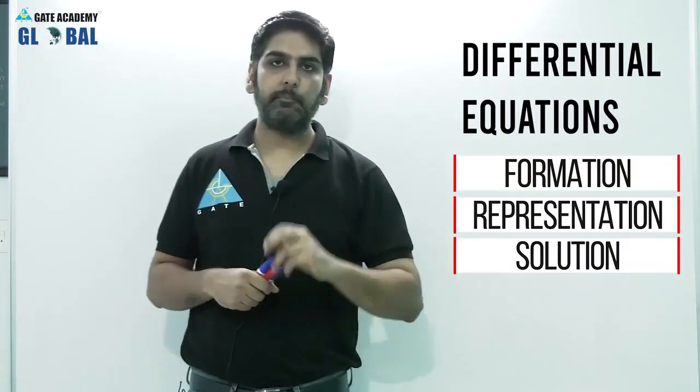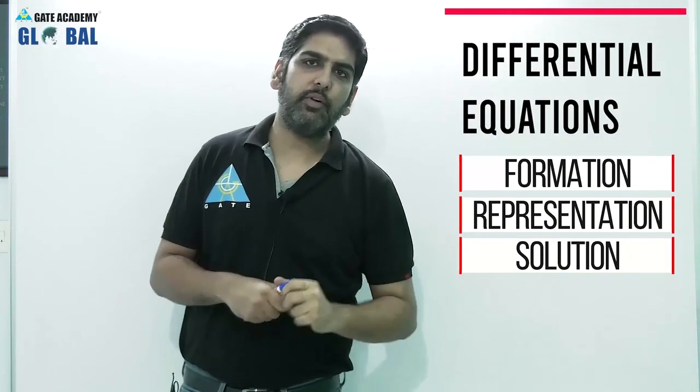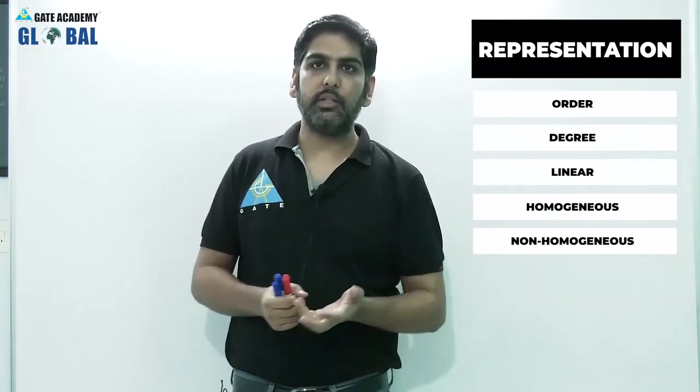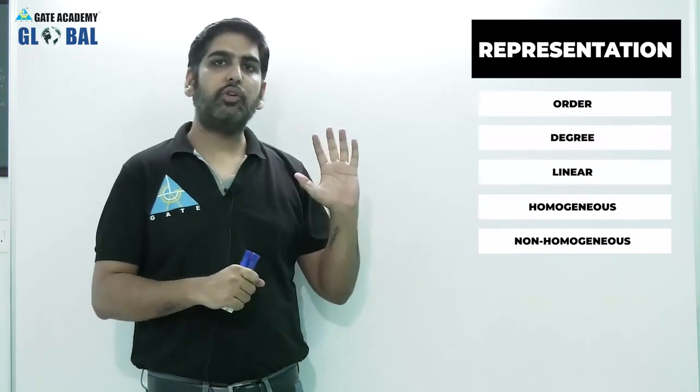The second part is the classification of differential equations, or the representation of differential equations. The representation consists of 6 parts: order, degree, linear, nonlinear, homogeneous and non-homogeneous. These are less important, but we just need to learn them, for 1 mark and for the theoretical part. Sometimes it is asked to evaluate the degree. For order you just need to see the differential equation, but for the degree we have some tricks, and I'll be discussing the tricks also.